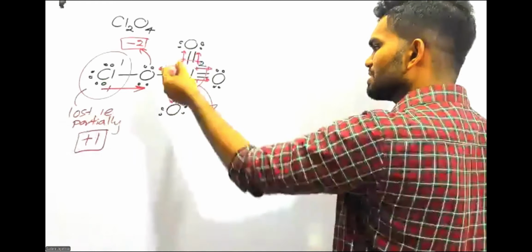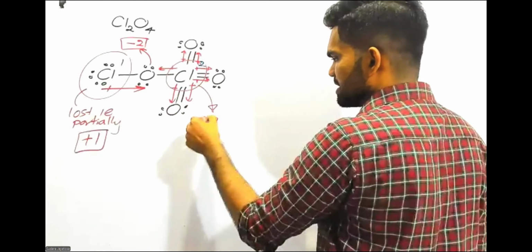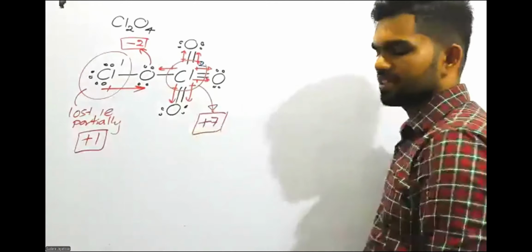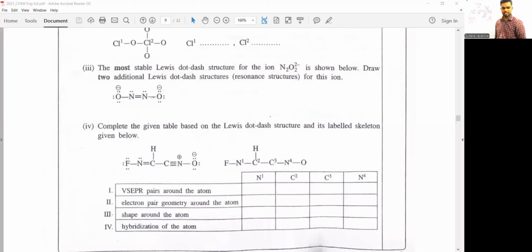You can see it is losing 7 electrons, so the oxidation number is +7. Then let's go to the next part. They are asking you to draw the resonance structures of this molecule.